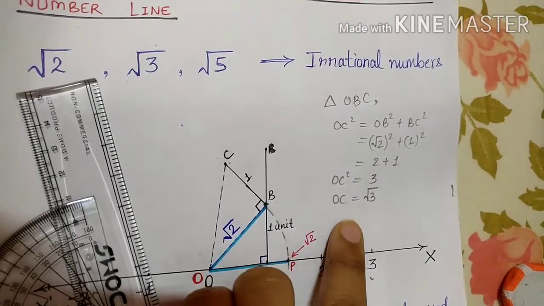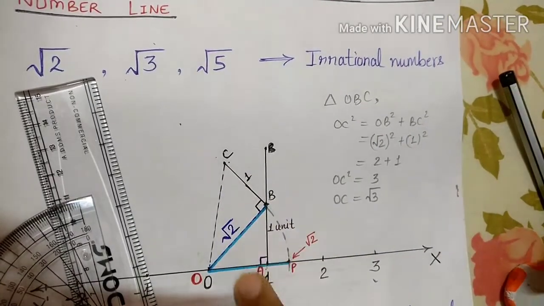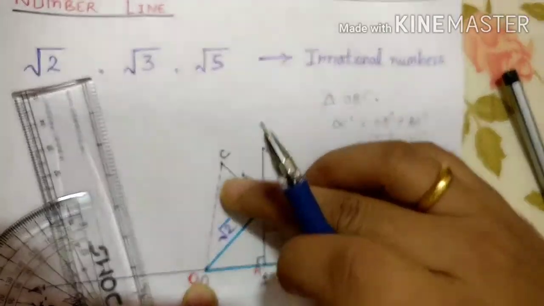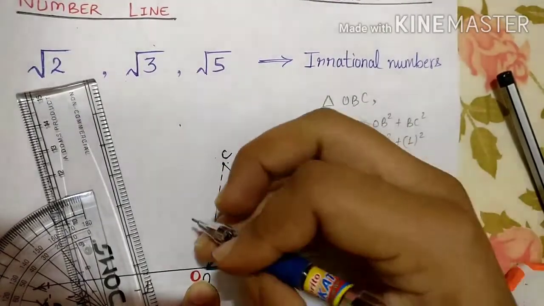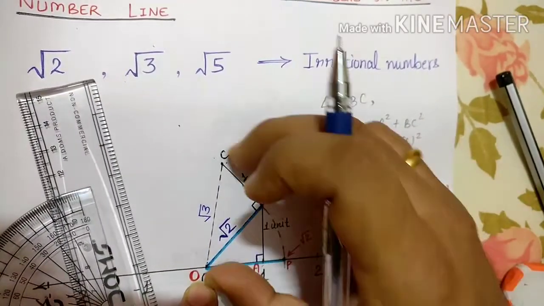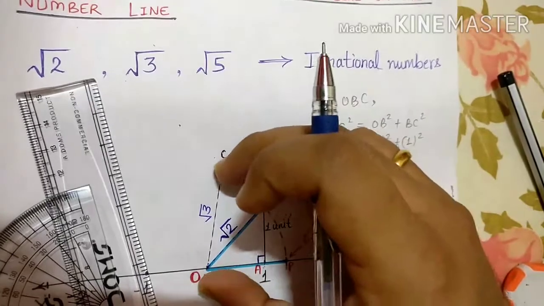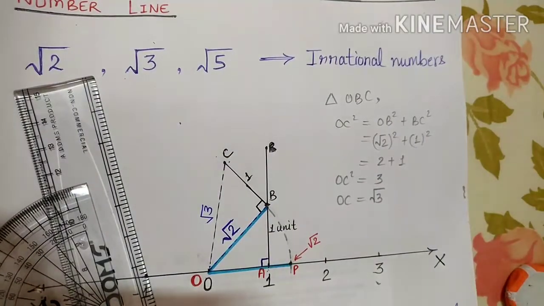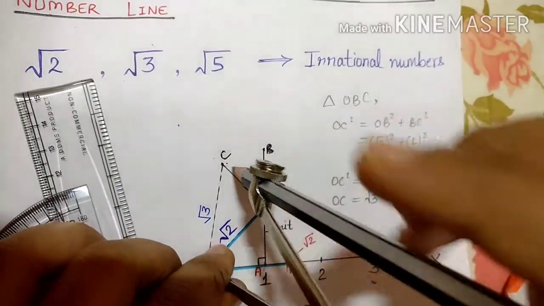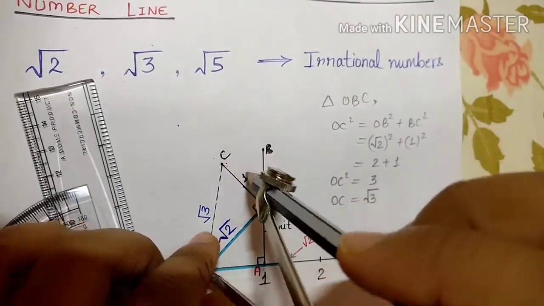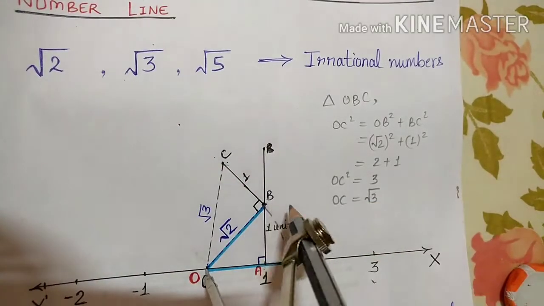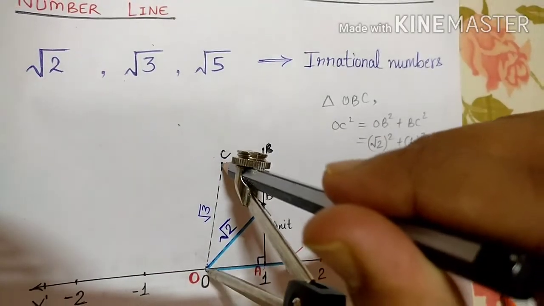Now our OC becomes root 3. Just as we have done, this hypotenuse OB became root 2, and the same with this OC, which will now become root 3. So we can write root 3 here. Again, as I told you last time, we will take this OC as a radius, because this will become our new circle. This is the radius of our new circle, a bigger circle than the one with OB.